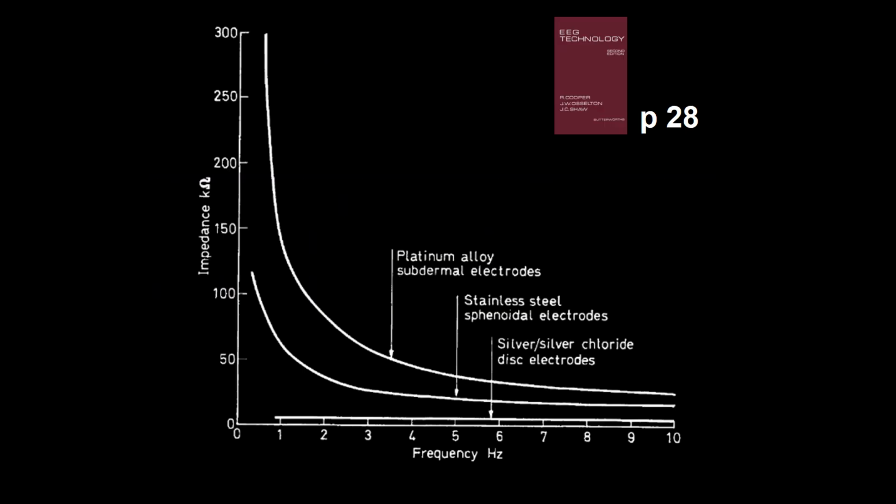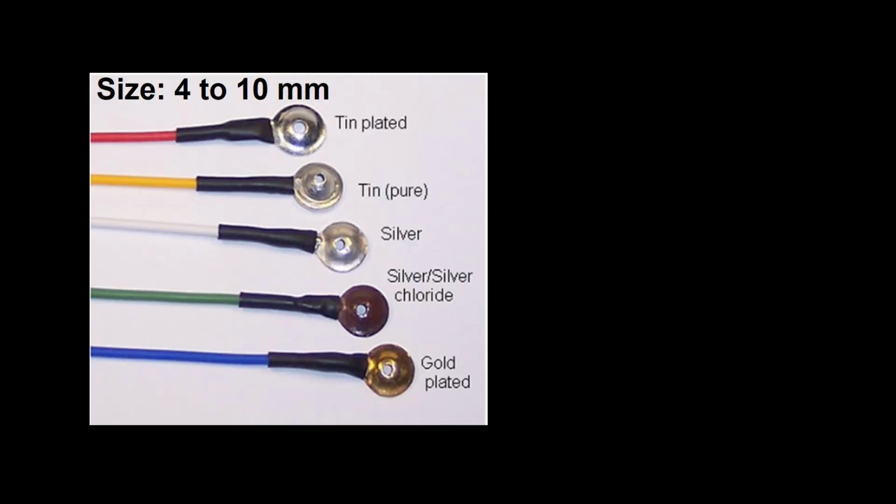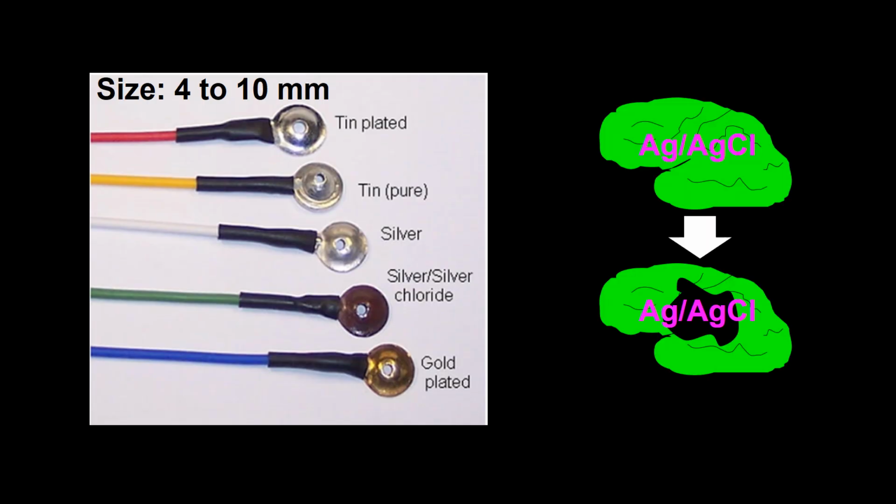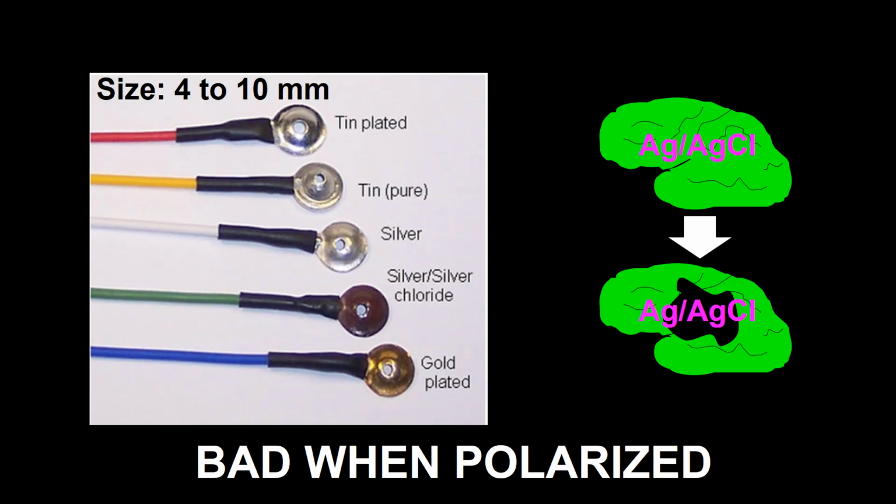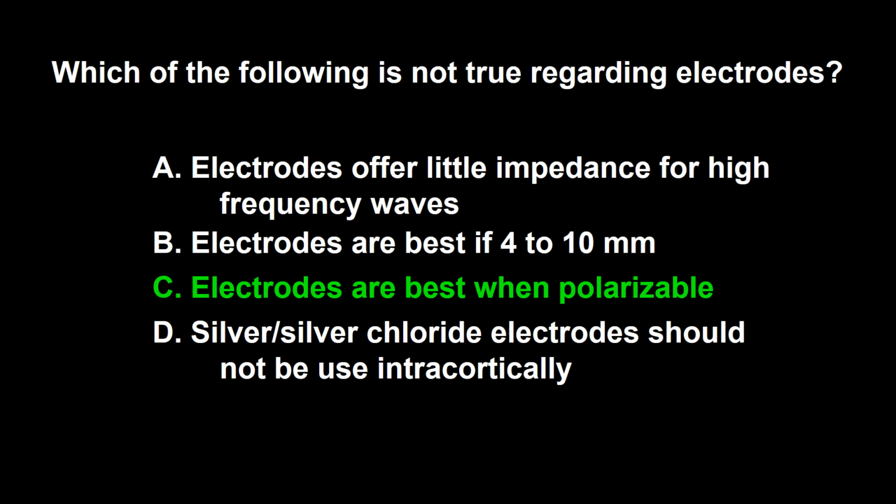As you can see in this frame that I have shown you before, other than for silver chloride electrodes, all other electrodes shown in this frame have more impedance for low frequency waves than for high frequency waves. The size of surface EEG electrodes should be from 4 to 10 millimeters. Silver chloride electrodes cannot be used and polarized electrodes can lead to production of artifacts. So the answer to this question is C.